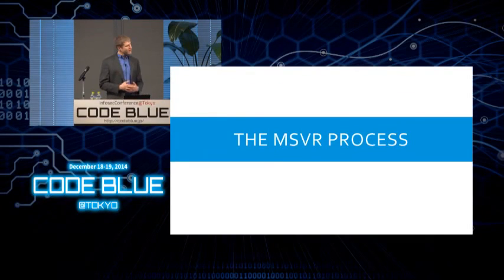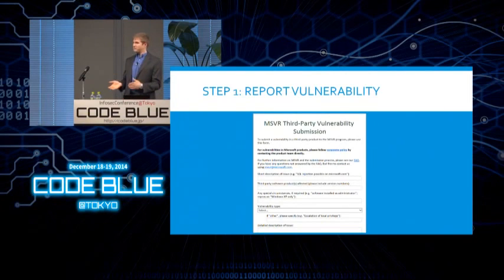So let me talk a little bit now about how this program actually works. The first step is once you've found a vulnerability, you report it to us. We have an internal web form to make it very easy to provide us all the information that you need, or you can just send us an email.